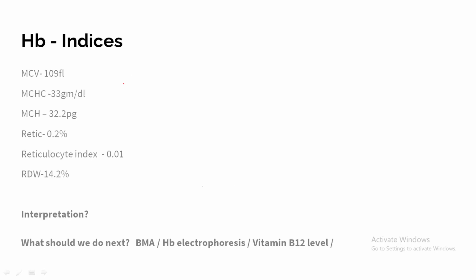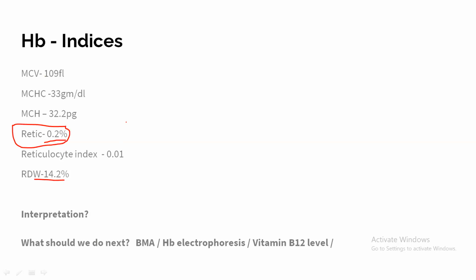So in this child's RBC indices, if you see, he had an MCV of 109, MCHC is normal, and MCH is also normal. Retic count is extremely low, 0.2%. For the kind of hemoglobin he has, if the bone marrow is functioning well, I would expect the retic count to be 10 to 15%. But he has just 0.2%. RDW is also within the normal range.